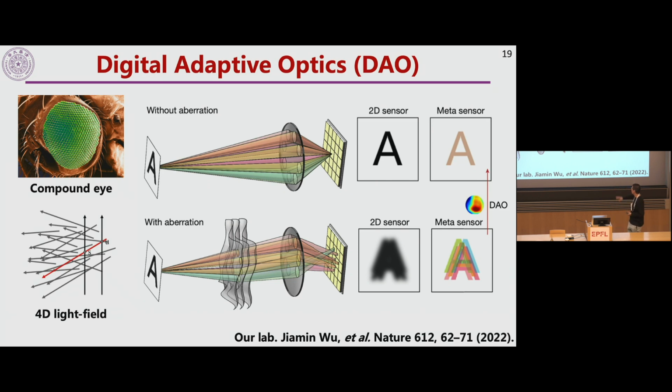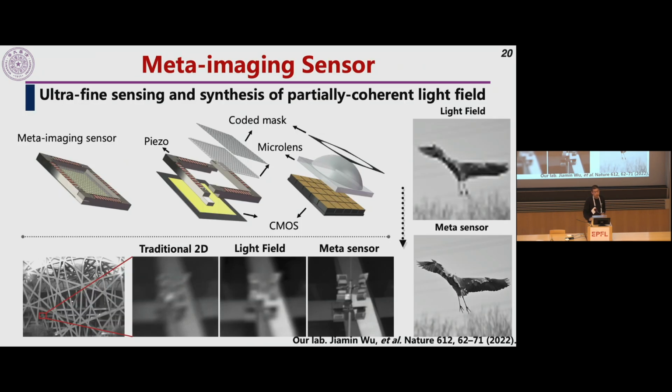A typical example is like this. When there are optical aberrations, the image becomes blurred. But if we capture the whole four-dimensional information, you can see these optical aberrations will generate disparities in different views. So we can use this disparity to estimate what kind of local aberration there is in the local region. Once we get this aberration, we can apply it back to shift the light rays into perfect focus and correct these optical aberrations. We call this process digital adaptive optics.